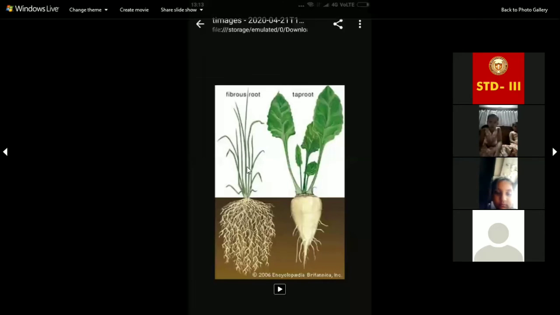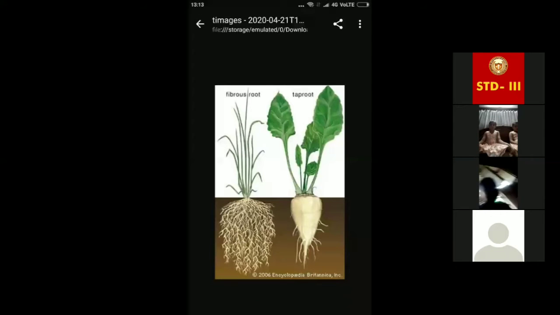So this green portion is the stem. From the end of the stem, a number of small roots are growing here. This is called the fibrous root. These fibrous roots are made up of a large number of roots. Wheat, rice, grass, onion, these are examples of fibrous roots. I hope you have understood properly what roots are, how roots help the plants, and what the different types of roots are.